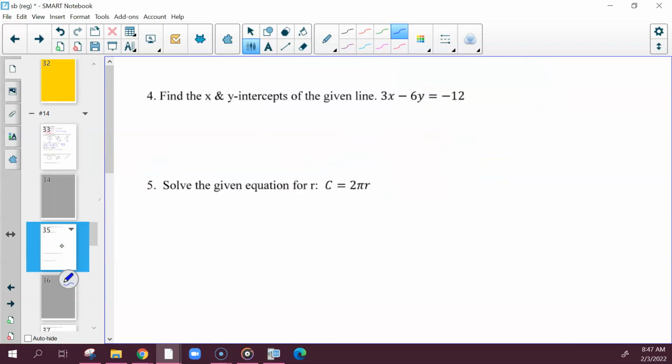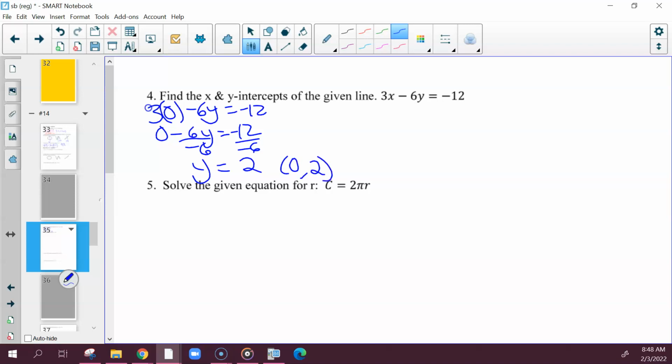On the back, we need to find the x and y intercepts. So if we were finding the y-intercept, we would need to put 0 in for x and solve for y. So this would give us 0. Then we could divide both sides by negative 6. So that ordered pair would be 0, 2.